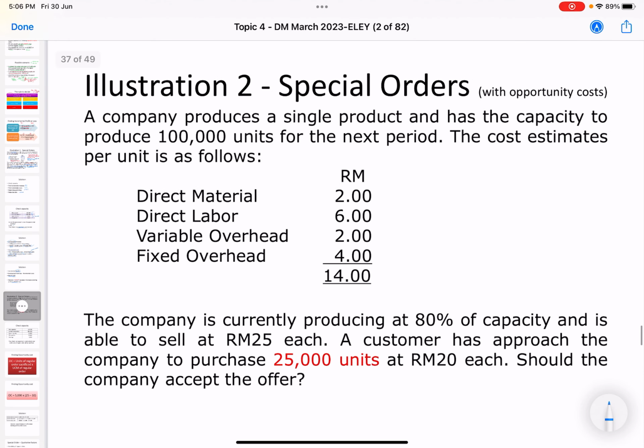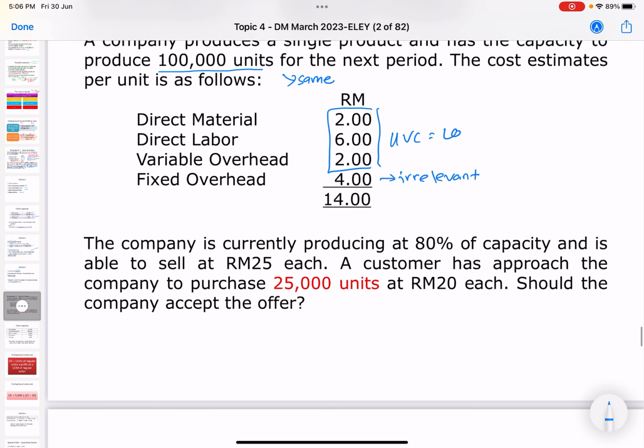Okay, now let's look at an example with opportunity cost. The company produces a single product, has the capacity to produce 100,000 units, same as before. Cost estimates are also the same as before, whereby the UVC is 10 also. This is irrelevant because this is absorbed fixed cost, not extra fixed cost. The company is currently producing at 80% and is selling at 25 ringgit each. A customer has approached the company to purchase not 20,000 but 25,000 at 20 ringgit each. Should the company accept the offer?